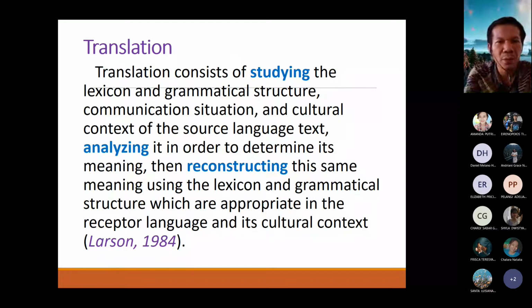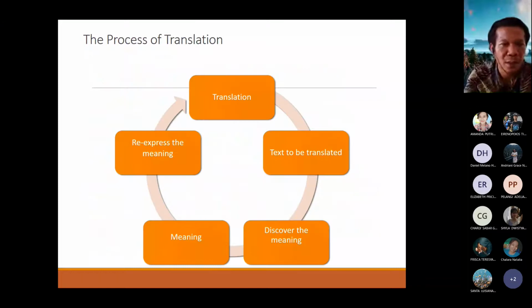We have talked about this several meetings ago. This is the process of translation. We have to skip this. I have told you about this.